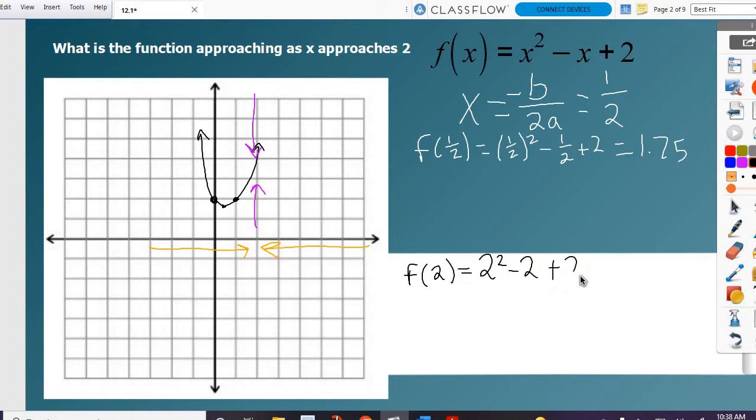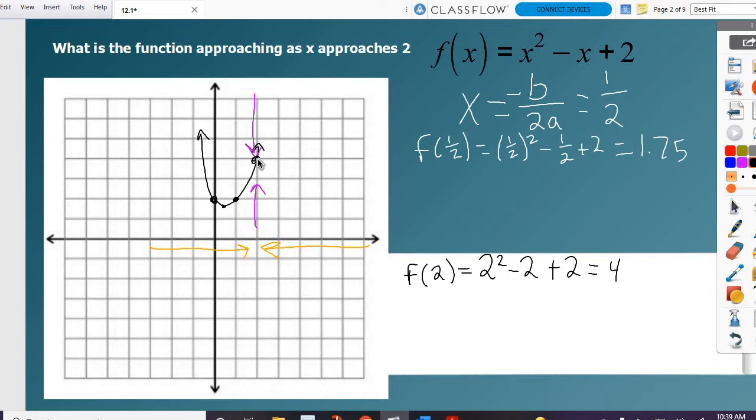And what do we get? 4. Did you also just look at it to figure that out? As long as you graphed it accurately, yeah. Cool. So that means we have a point right there. Are y'all alright with that?